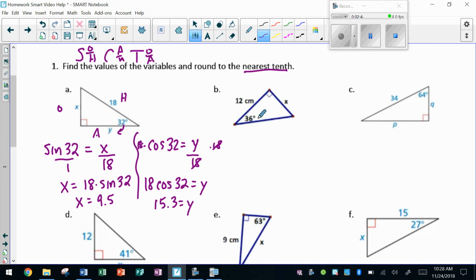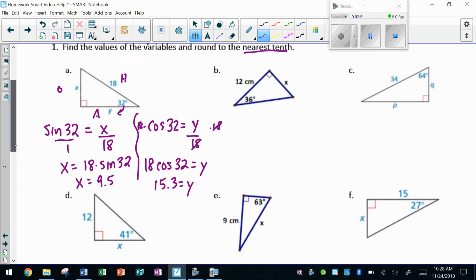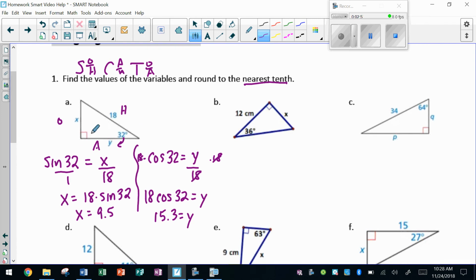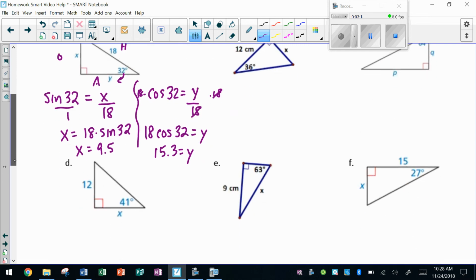So B and C, D, E, F, they're all the same. You're going to use whatever ratio, the sine, the cosine, or the tangent, but you have to be very careful because in my first example, the triangle was sitting very nicely. You could see the angle. You're going to have to be very careful to decide what sides these are with respect to the angles. Opposite, adjacent. The hypotenuse is not used here, so that'll be a tangent ratio. So be super careful about that.